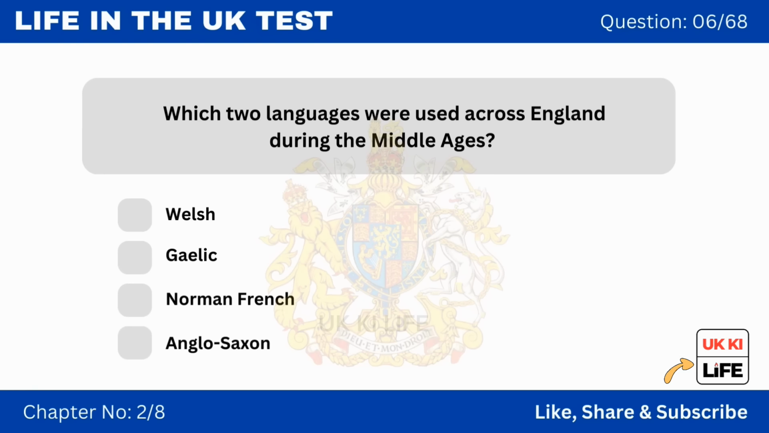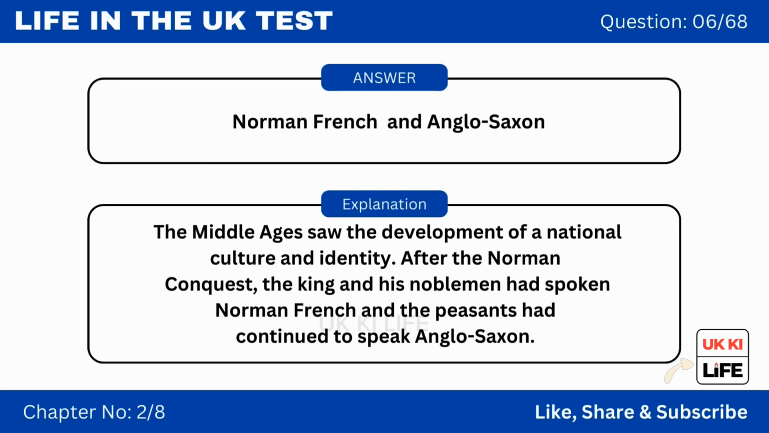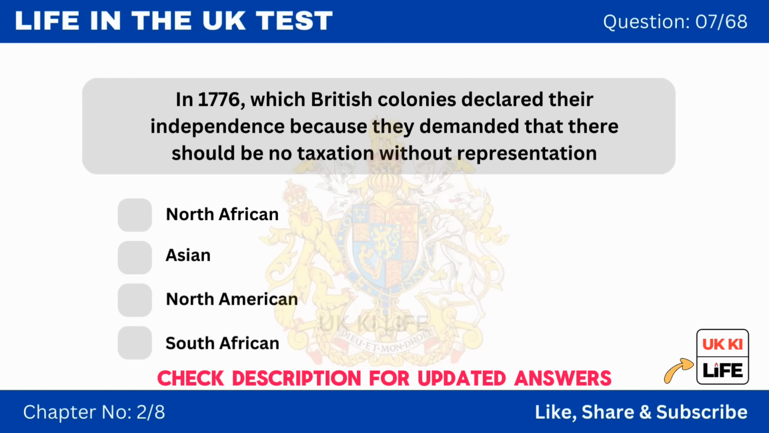The correct option is C and D. Explanation. The Middle Ages saw the development of a national culture and identity. After the Norman conquest, the king and his noblemen had spoken Norman French and the peasants had continued to speak Anglo-Saxon.